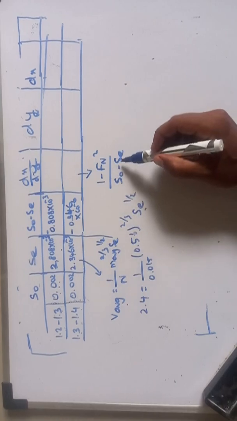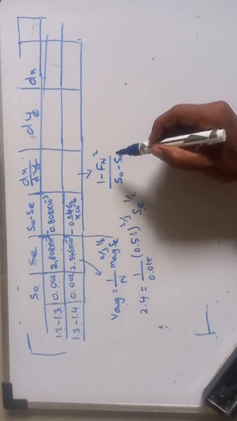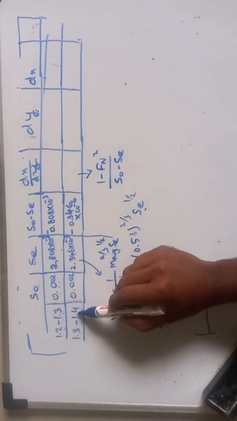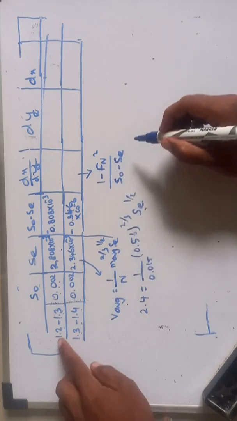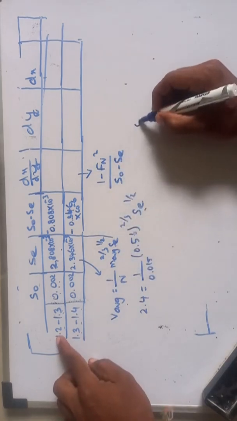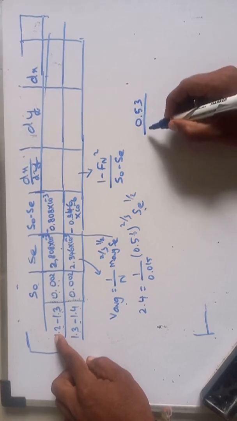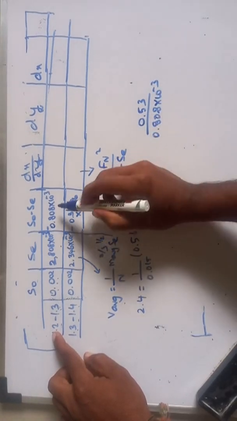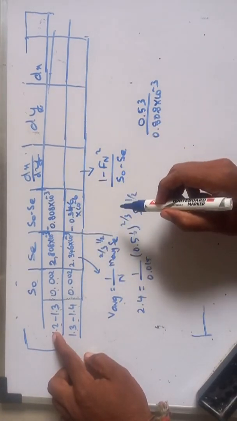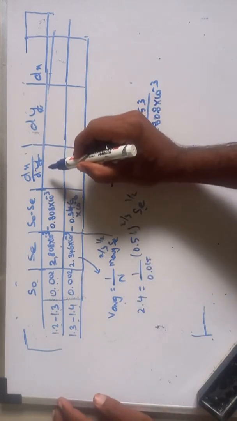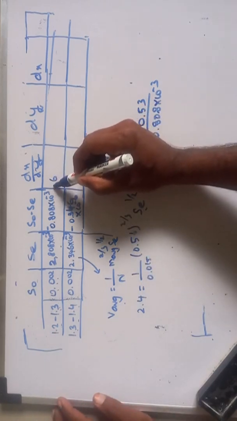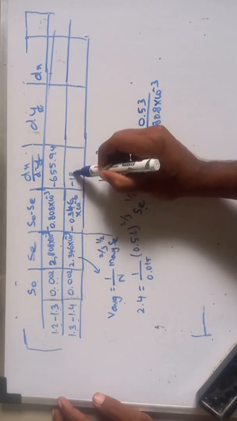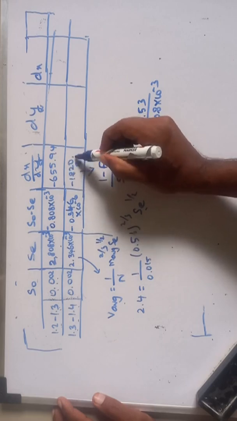Then for dx by dy, I know in the first part of the tabulation I calculated 1 minus Fn square for this section, and for this section. For this section, 1 minus Fn square is equal to 0.53 divided by S0 minus SE value, 0.808 into 10 power minus 3. If I substitute these values, then I will get dx by dy for this section equal to minus 655.94. Like this, for the other section I will get a value of 1820.81.